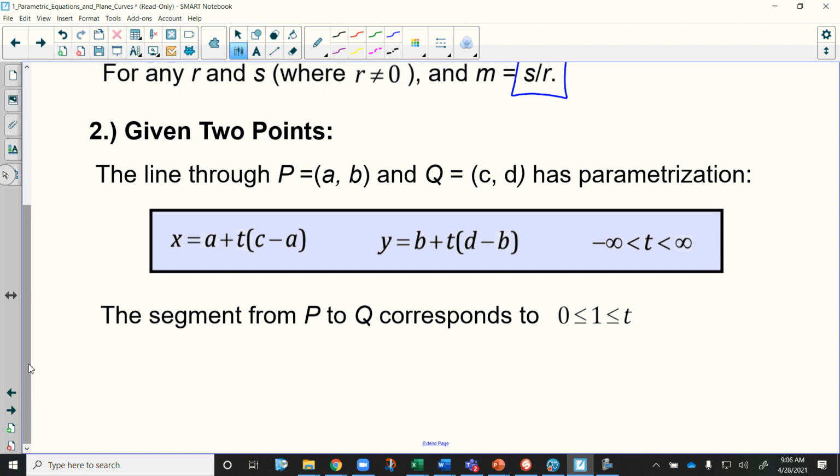Okay. Well, you can see the equation itself actually resembles somewhat the point-slope form of a line. So we have, for the x value, a plus t times c minus a, and for the y equation, we'd say b plus t times d minus b.